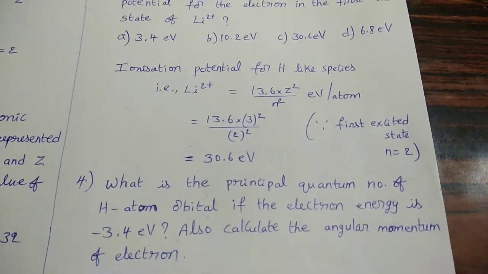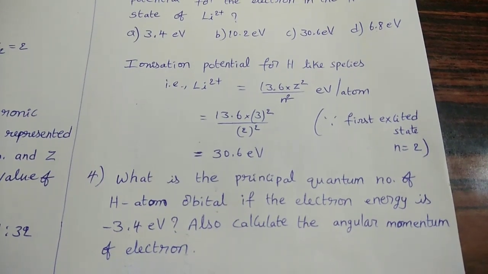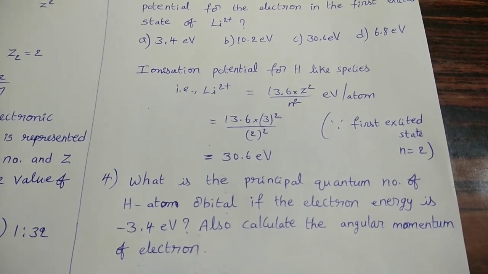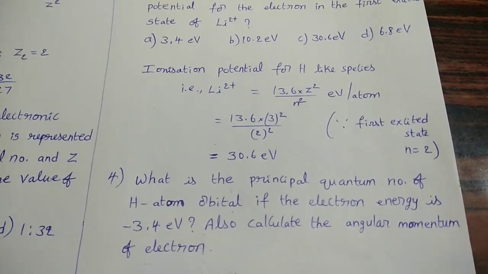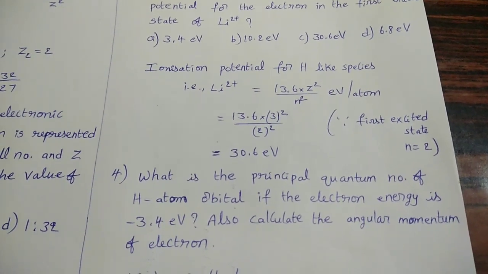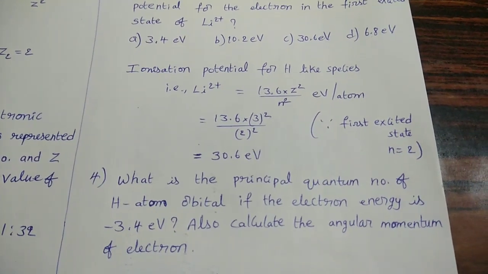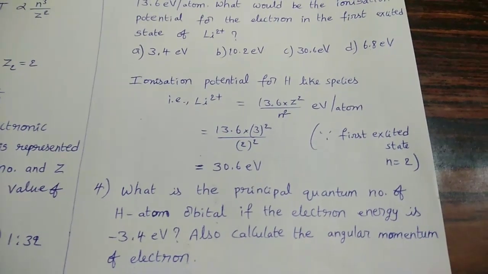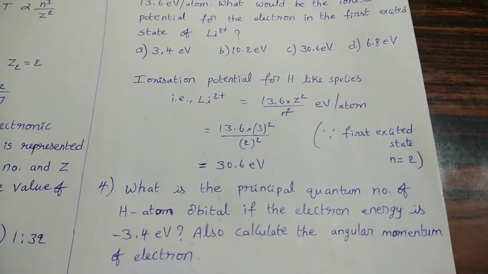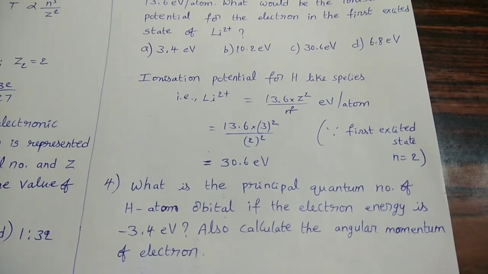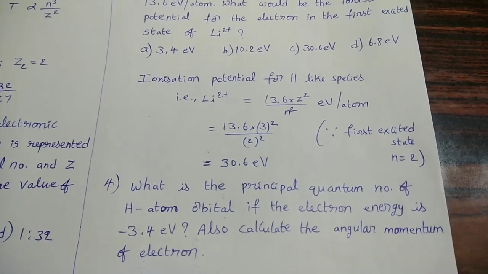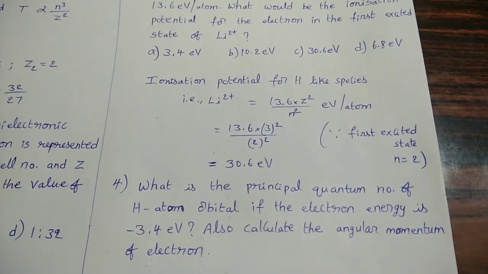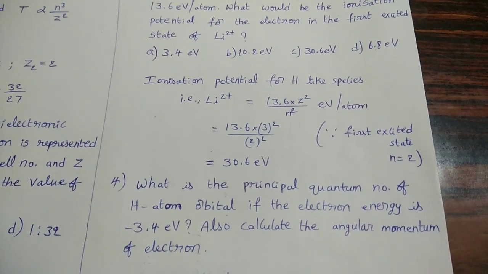What is the principal quantum number of the hydrogen atom orbital if the electron energy is minus 3.4 electron volts? Also calculate the angular momentum of the electron. Okay, principal quantum number will come in the next coming topics. Just remember now. So, principal quantum number we should calculate. The principal quantum number symbol is small n. That small n value we should calculate. The hydrogen atom electron energy is given, and we should calculate angular momentum also.